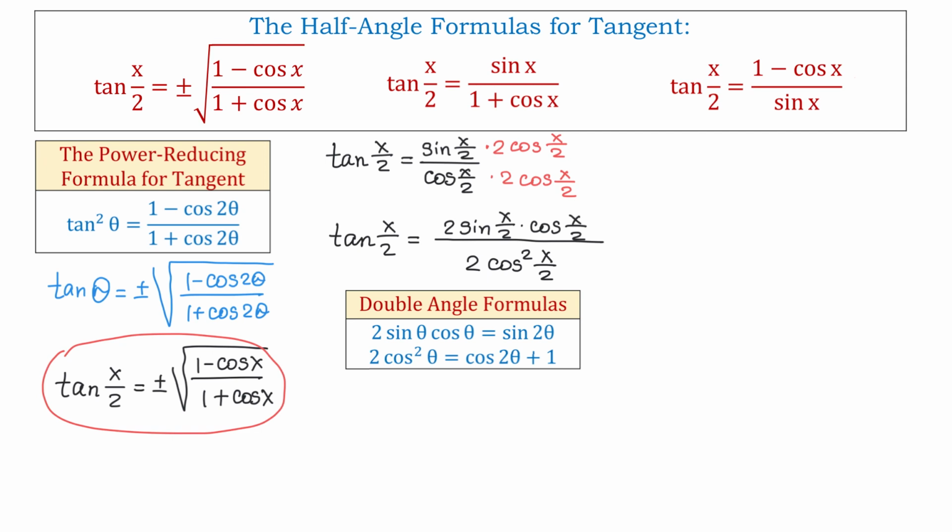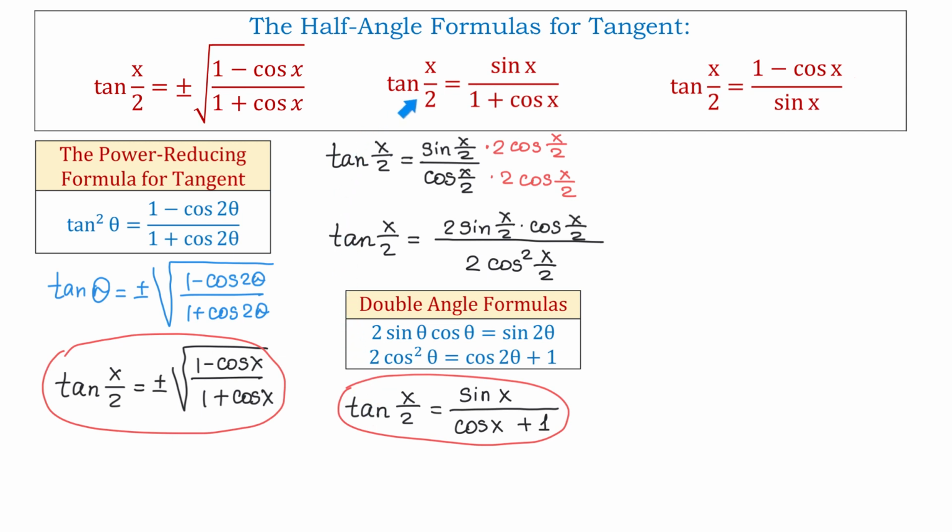So we will have tangent of x over 2 equals sine of x over, and now in the denominator, we will apply this formula, and the denominator will become cosine of x plus 1. So again, if we replace this theta with x over 2, then on the right side, we will have x. And this is the half-angle formula that we have above.